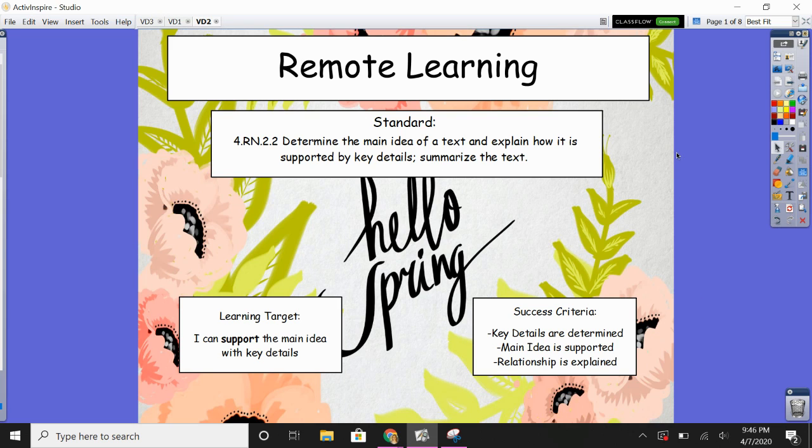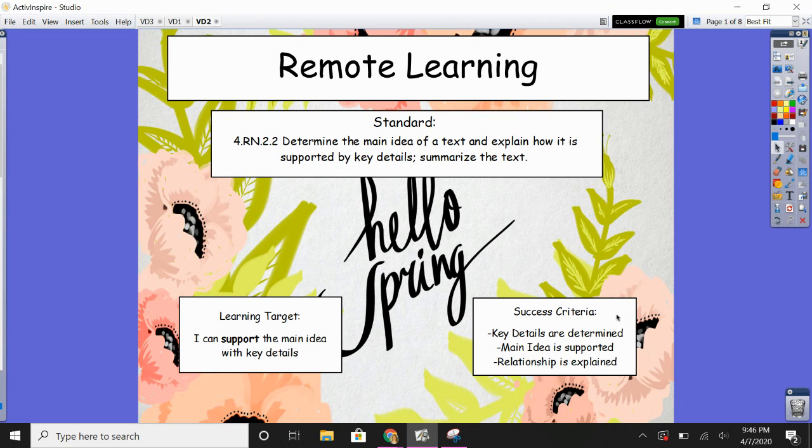You guys made it to reading virtual day number 2. We're moving on. So when we were getting through main idea, we talked a little bit about key details last time. So let's dive in a little deeper with this learning target. It says I can support the main idea with key details. That key word there is support.